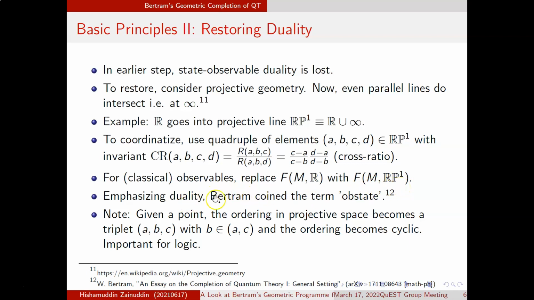Bertram coined this term called obstate, which is not a usual term that people use, but the idea is this is a combination of observable and state, in the sense that one could flip-flop between the two.